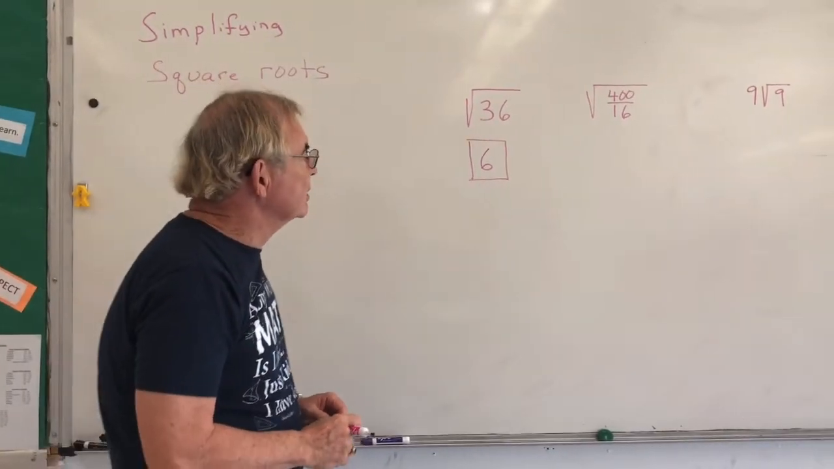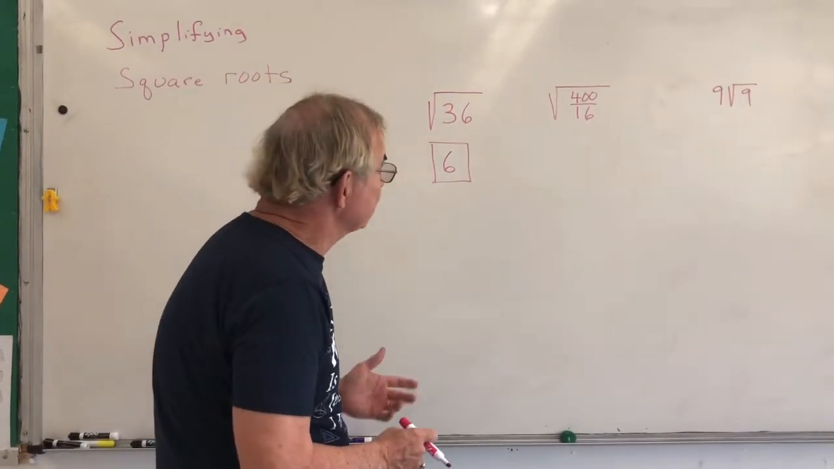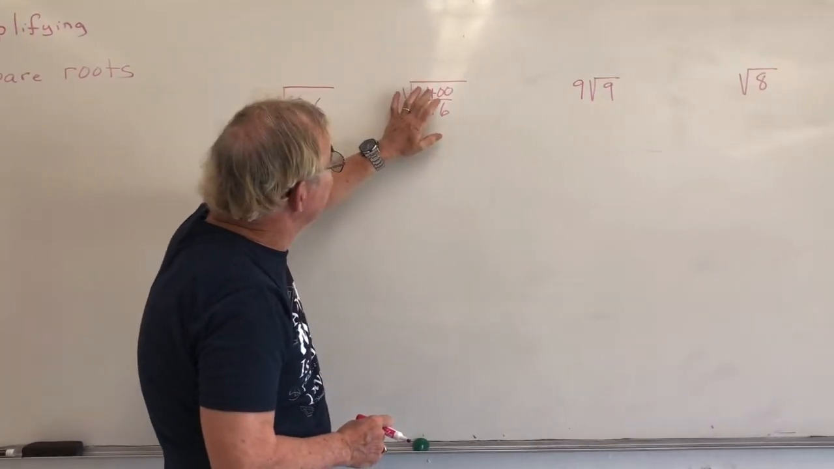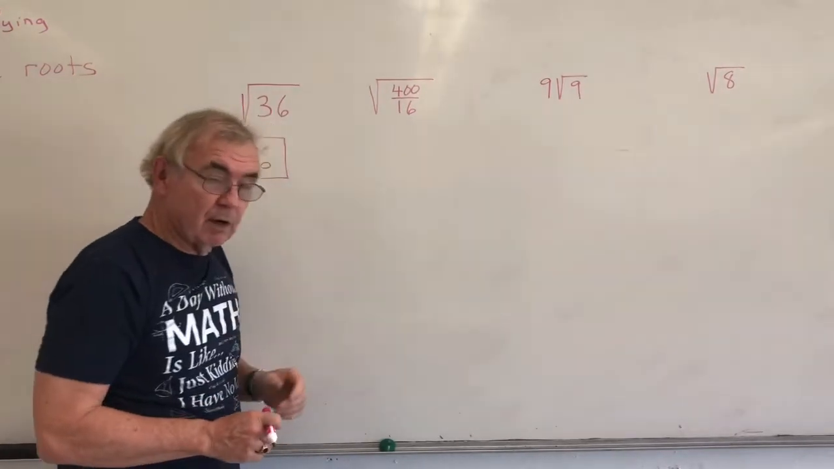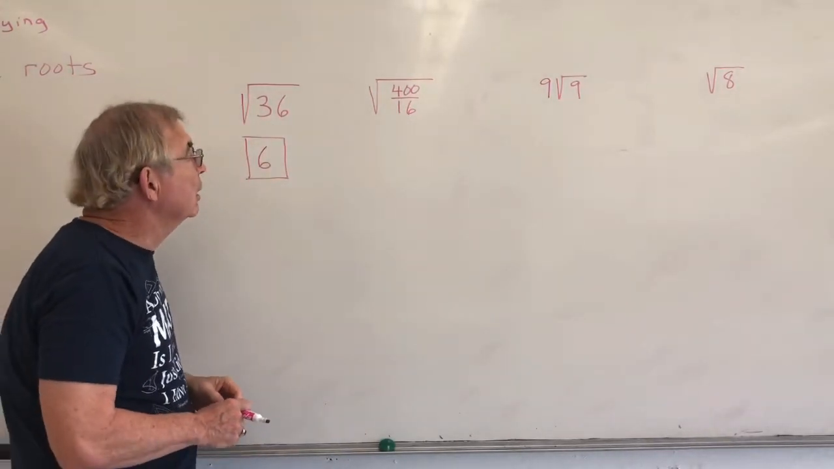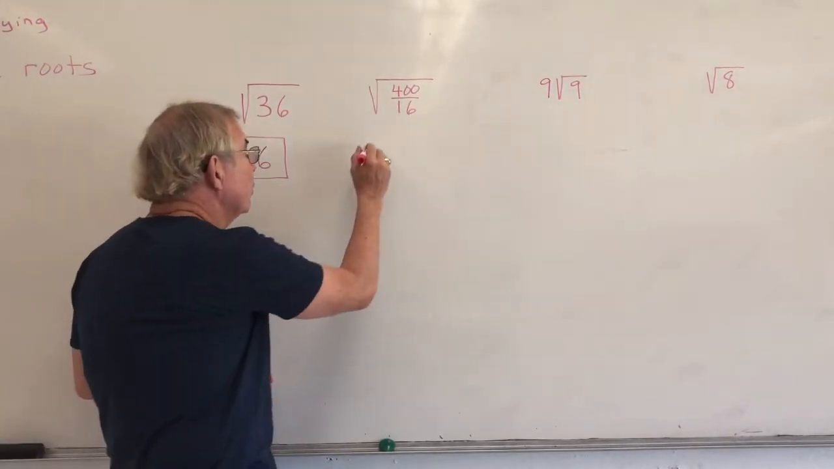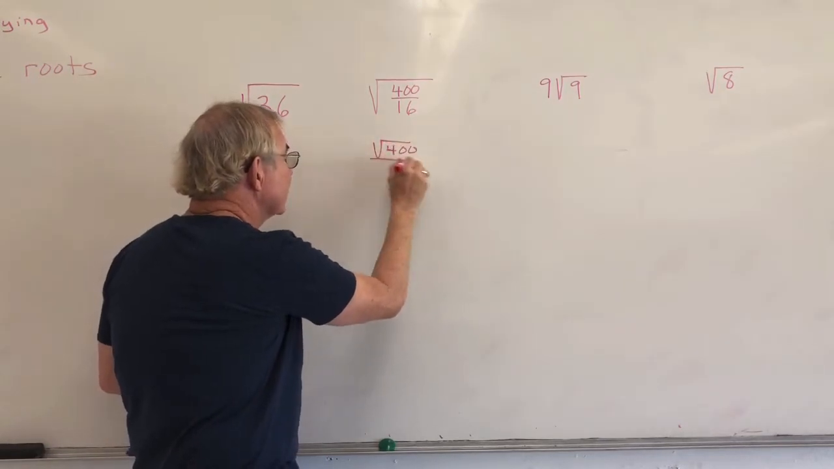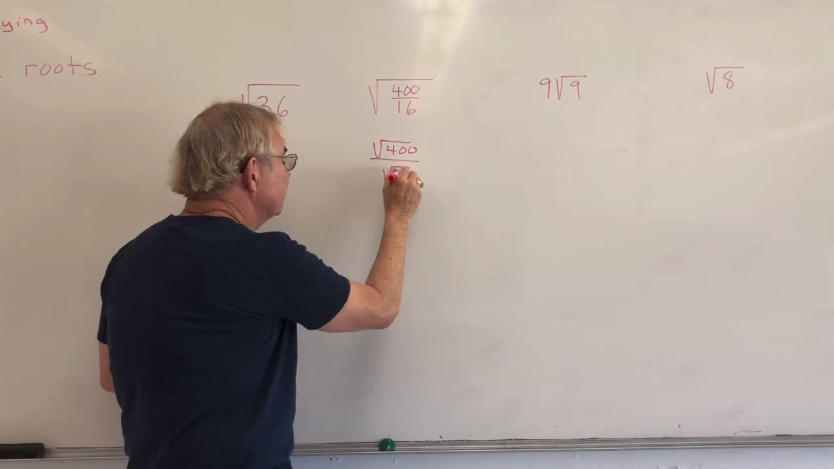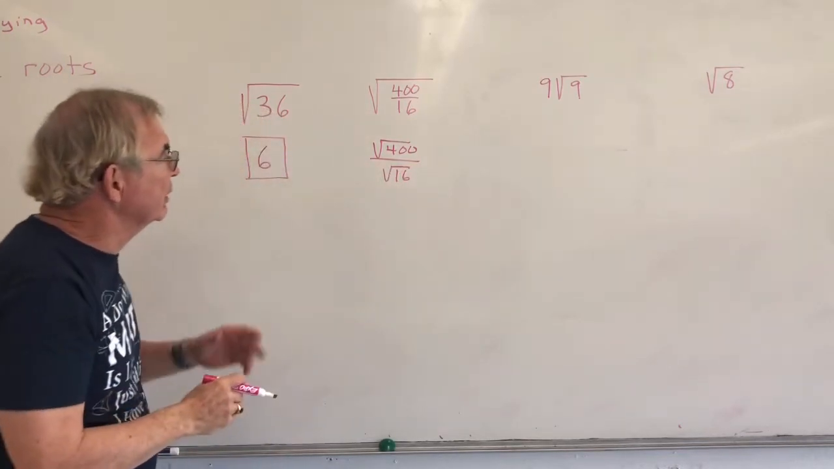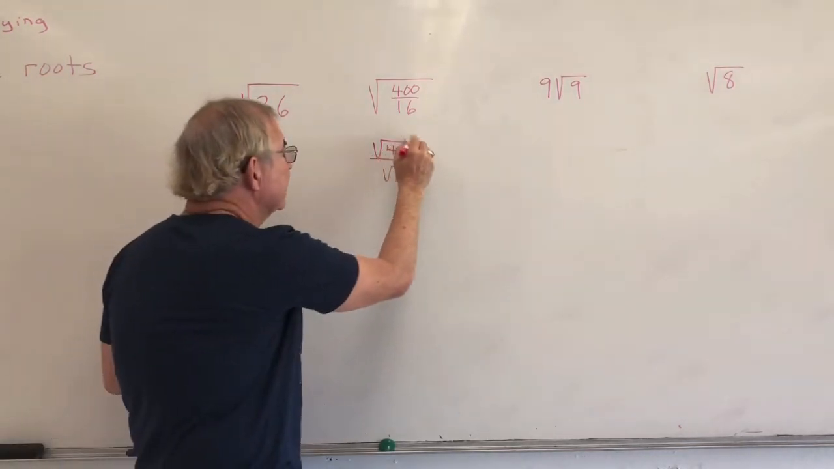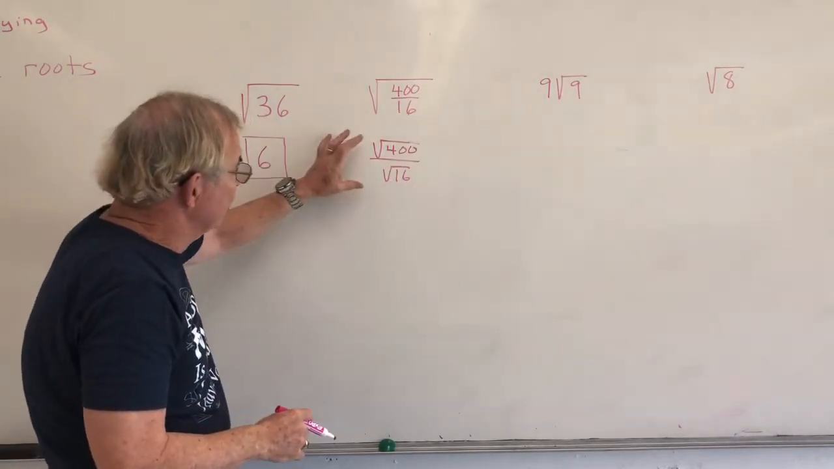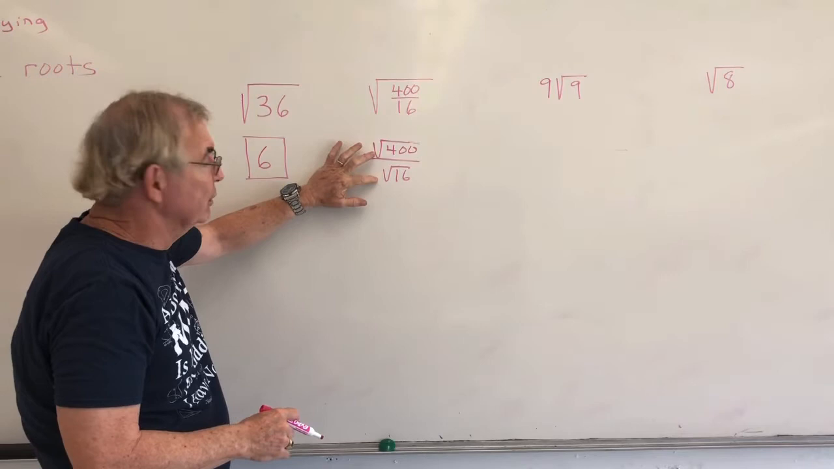Okay, we go to our next example, and there's two ways we could do this. We could divide 16 into 400, that's fine. Or we could take the square root of 400 over the square root of 16. So it's up to your preference. Do you want to divide first and take the square root of the result? Or do you want to take the square root of the numerator divided by the square root of the denominator?